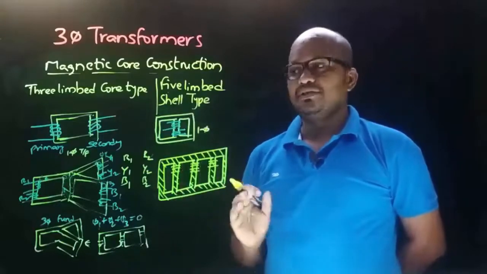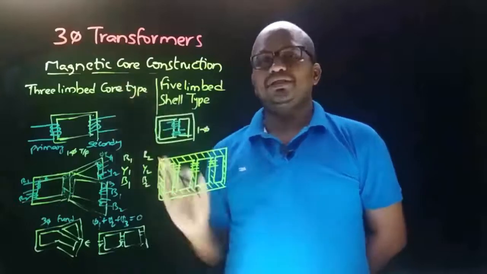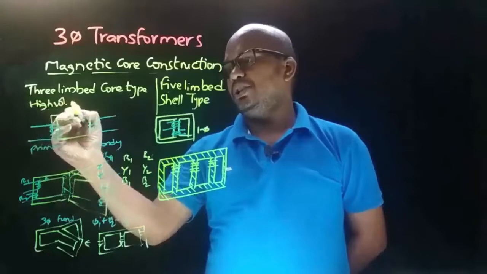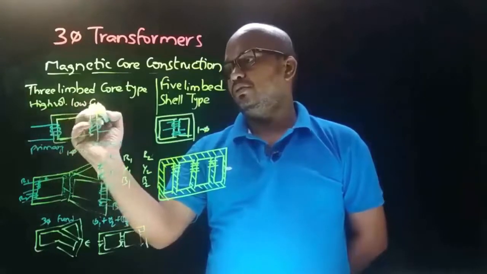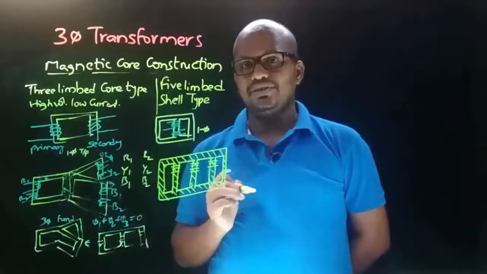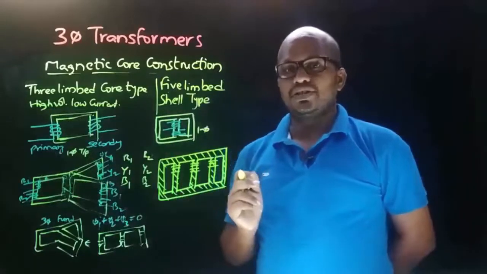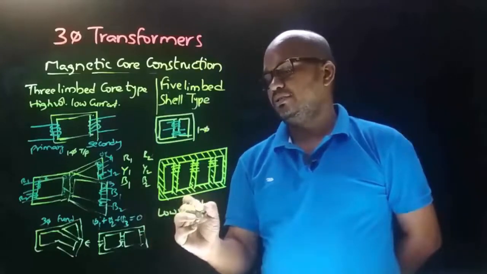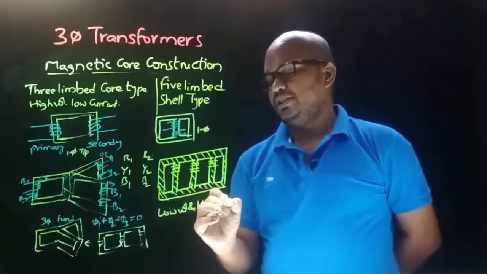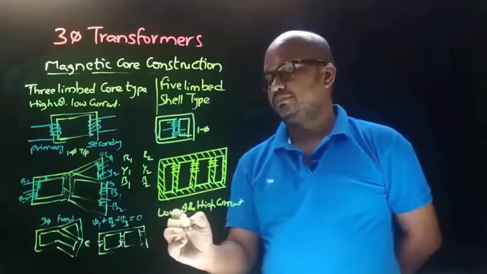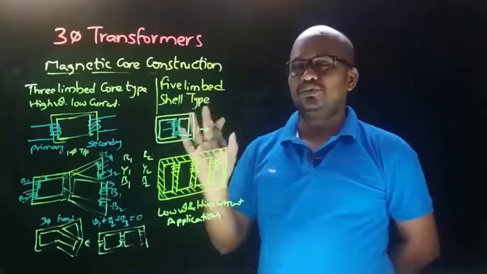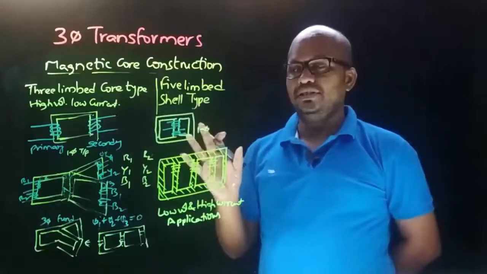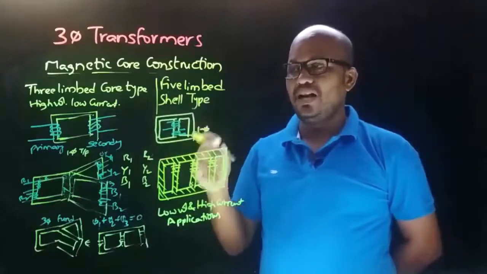And coming to applications, usually core type construction is used for high voltage and low current applications, whereas shell type construction is used for low voltage and high current applications. Here my focus is not to tell you what is core type construction and what is shell type construction, and the important thing that we must learn from this is what I am going to tell you now.